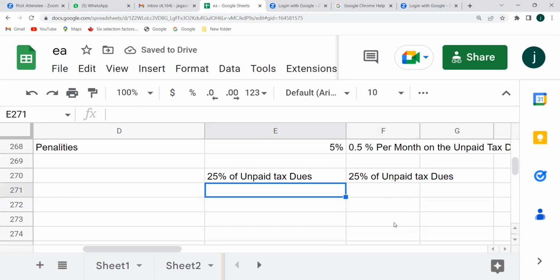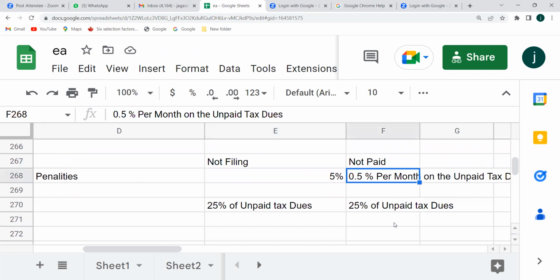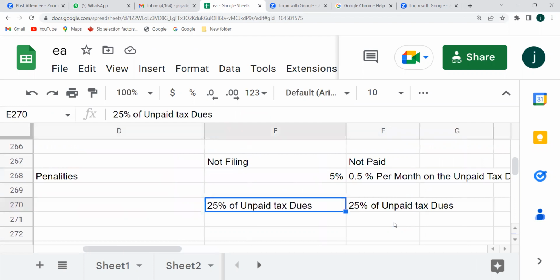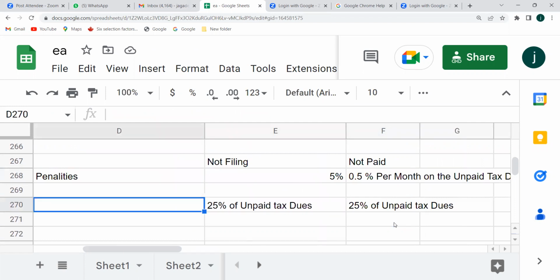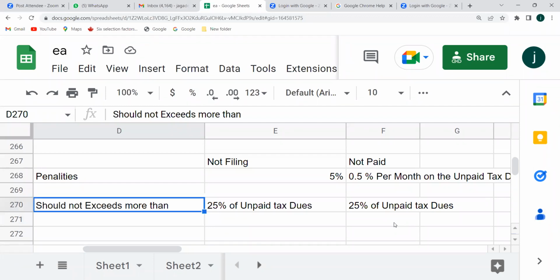Yes. So for not filing, 5% you need to pay. For not paying, 0.5% per month on unpaid tax dues. 25% of unpaid tax is the maximum, it should not exceed this amount. And there are some reductions also, and some other conditions. We'll discuss those things tomorrow. Okay, so these are only penalties.